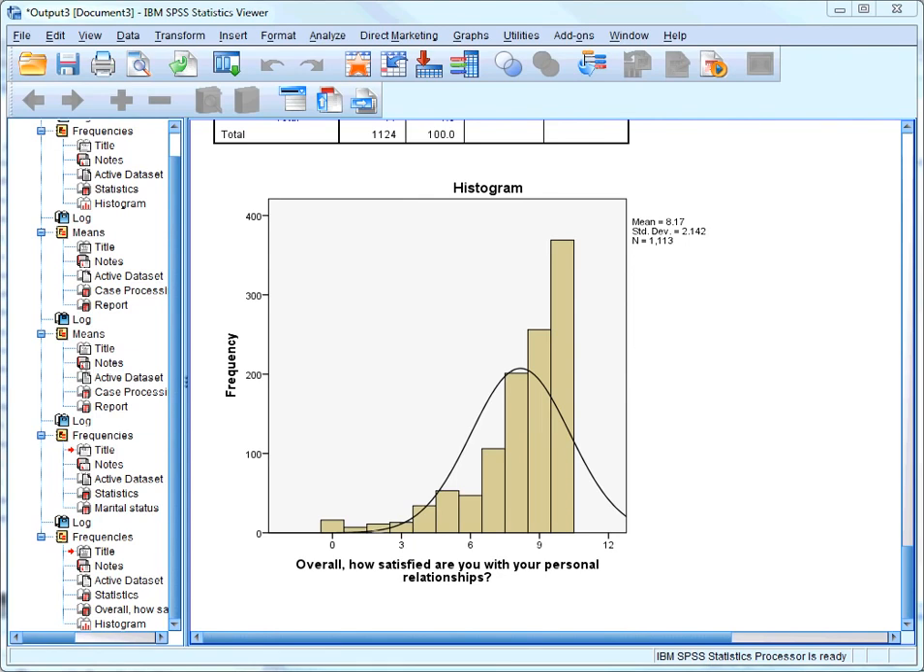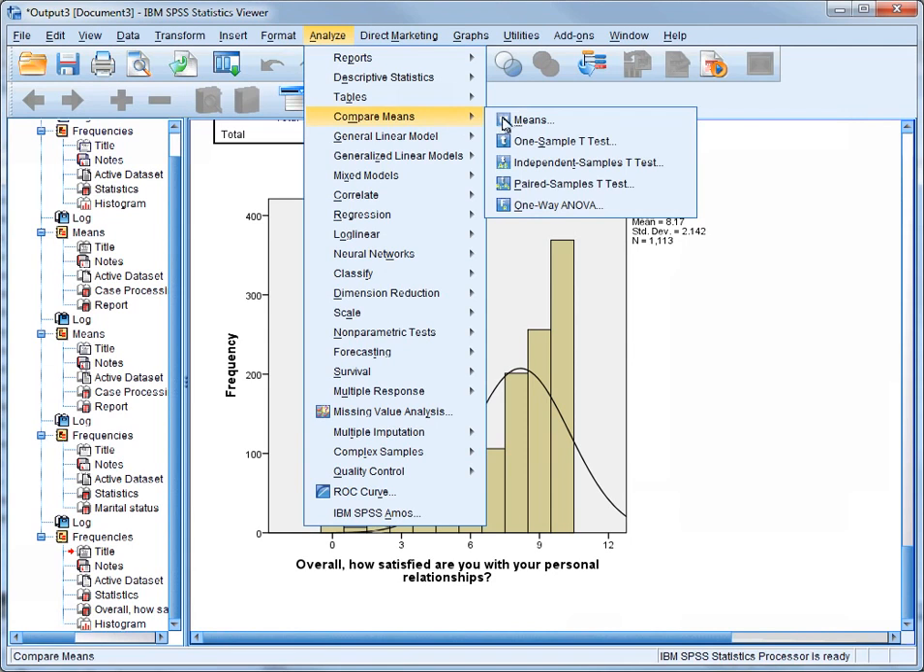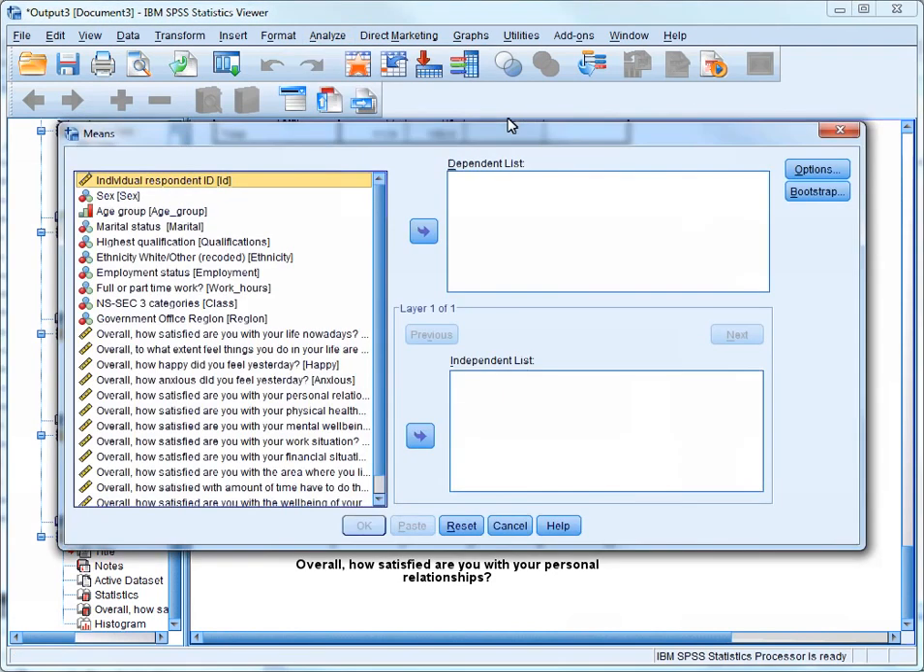We'll use all the measures we used last time so we can see the differences in measures other than the mean and the standard deviation. Scroll down to compare means and select means. Press the reset button so we can enter new variables.